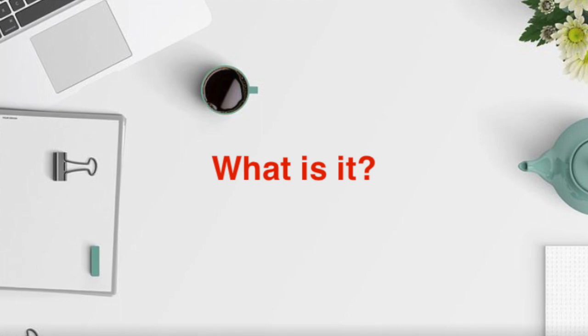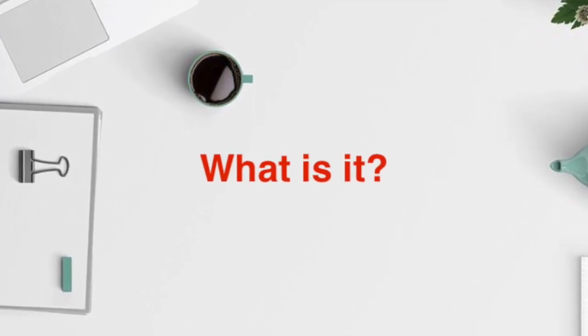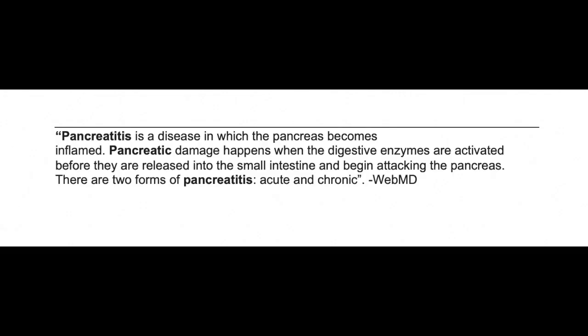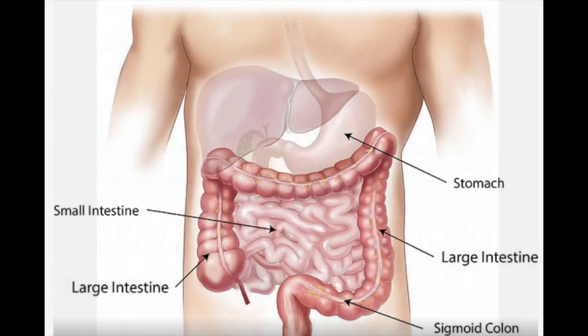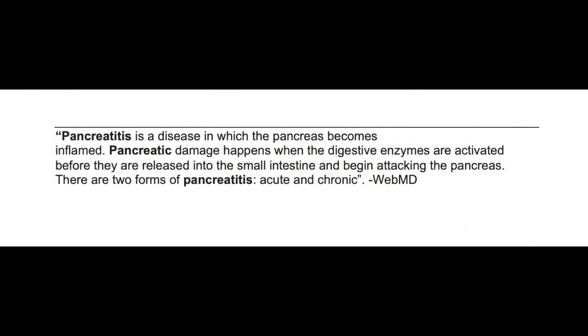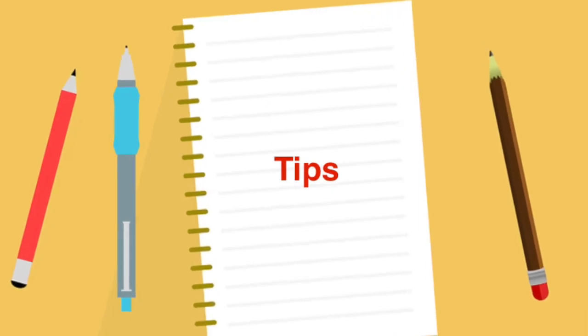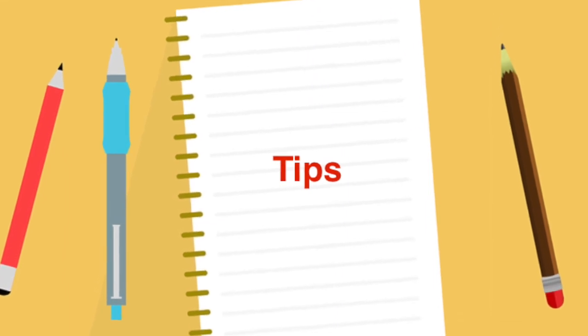What is pancreatitis? Pancreatitis is a disease in which the pancreas becomes inflamed. Pancreatic damage happens when the digestive enzymes are activated before they are released into the small intestines and begin to attack the pancreas. There are two forms of pancreatitis, acute and chronic. Now let's get into the quick info tips about this disease that you need to know about.